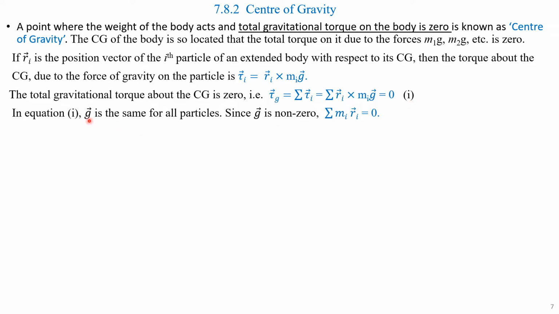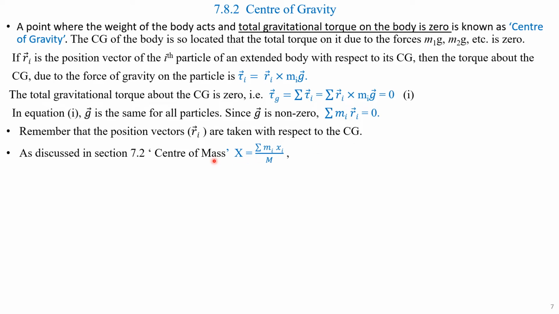In equation 1, vector g is the same for all particles. Since g is non-zero, it becomes constant and we can take it out of the sum. Therefore, sigma mi Ri equals 0. That is, equation 1 becomes sigma mi Ri equals 0. Remember that the position vectors Ri are taken with respect to the center of gravity, not the origin.